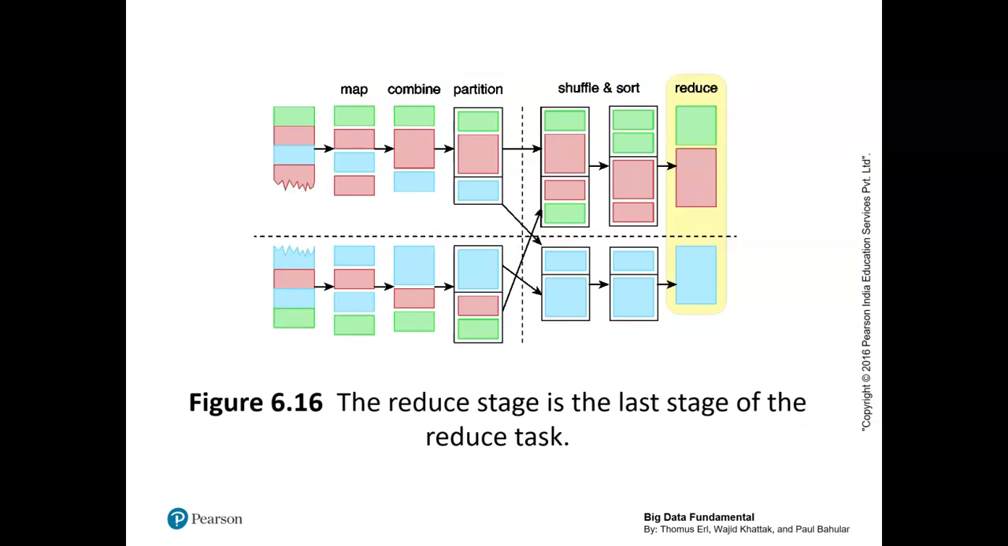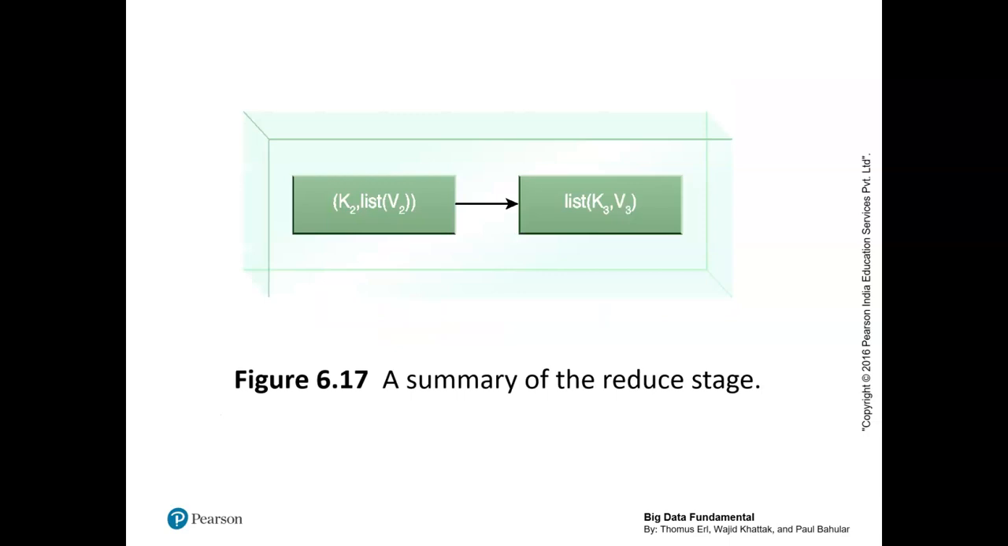And in 6.16, it's a continuation of the previous one, and it also gives us the idea that the reduce stage is the last stage of the reduce task. So after the reduce is done, we stop here. It's a summary of the reduce stage. So how do we represent it in a mathematical way? We represent it in parenthesis form, and we can say that the next key value is shifted, for example, key 2 to k3.